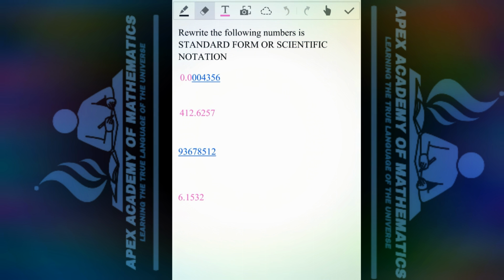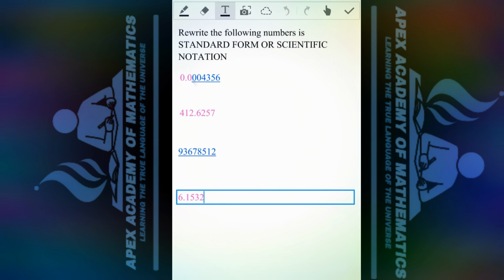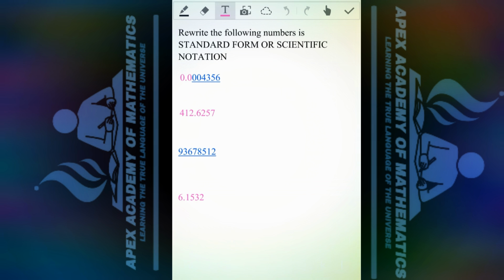So it says here, rewrite the following numbers in standard form or scientific notation. And so for example number 1, let me change ink. We got here black. Good. All right, so we have the number here for you, 0.00004356. And so our first non-zero digit here is actually 4 right here.